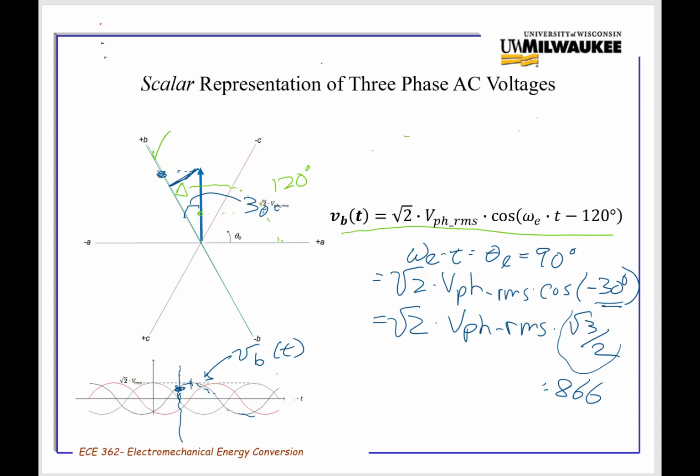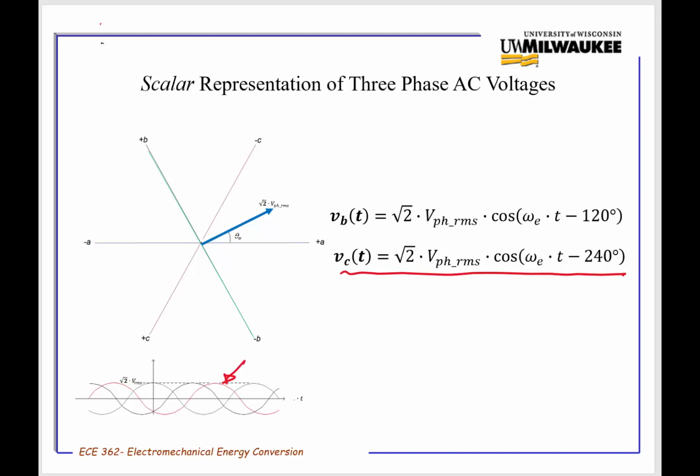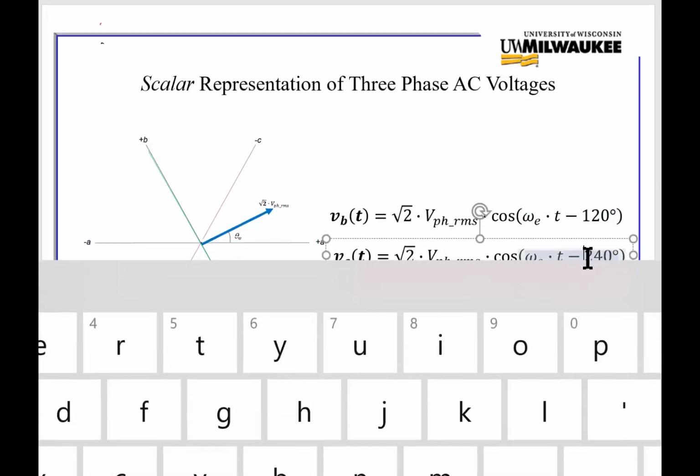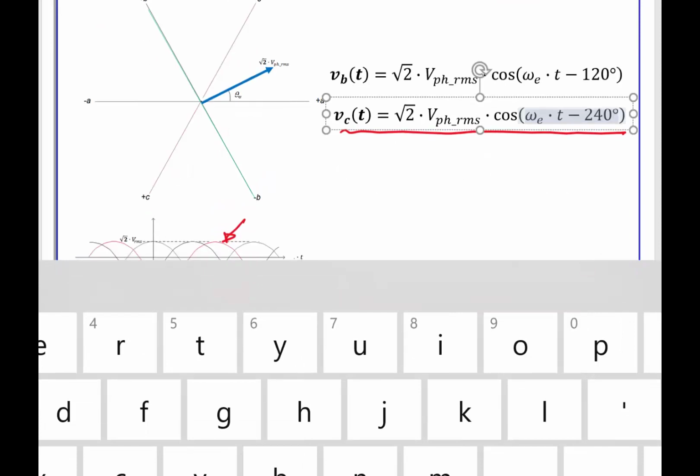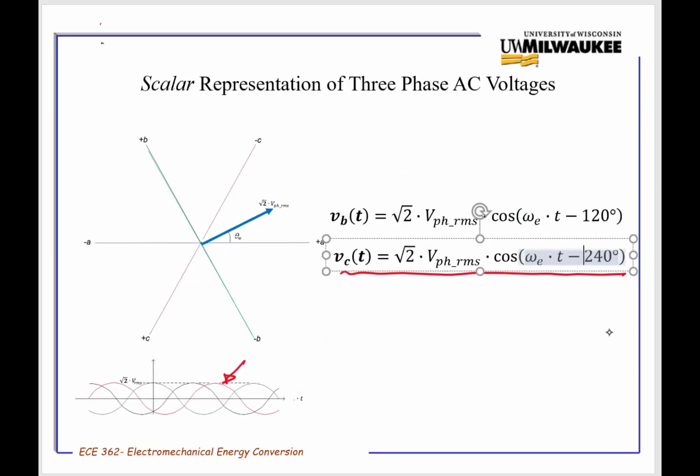The C-phase is represented by this red signal down here, and we could look at our phasor representation here and the superimposed axes, and let's observe something. The phase shift of VB of t off of 0 is 120 degrees. The phase shift of VC of t is 240 degrees. So that's an additional 120 degree shift.